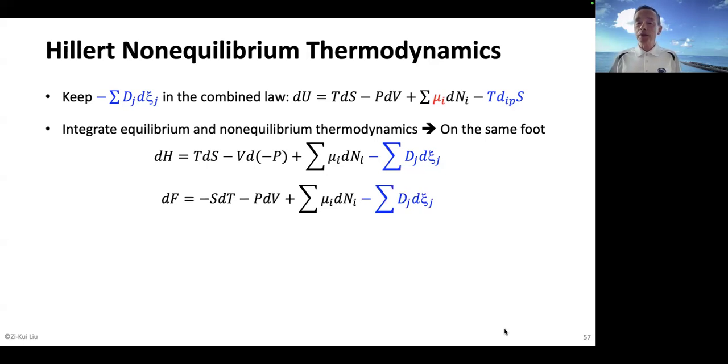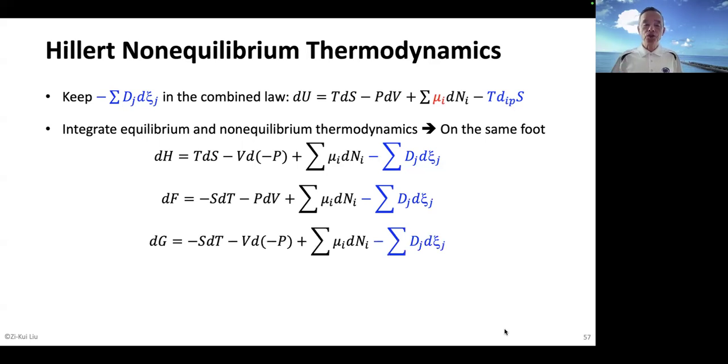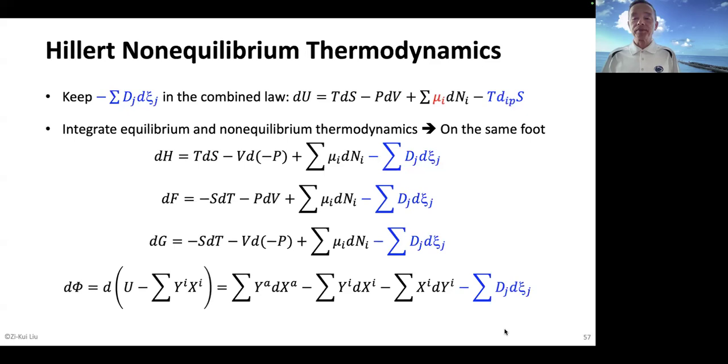Now, as we did before, we can do Helmholtz energy. We change S and T in the combined law. Again, we keep this internal entropy production term. And the Gibbs energy, as I mentioned before, we can define any free energy by switching the natural variables from molar quantity to potential. As some of you have learned before, and as we show in the next lecture, if you change all of them to potentials as natural variables, then you get the Gibbs-Duhem equation.